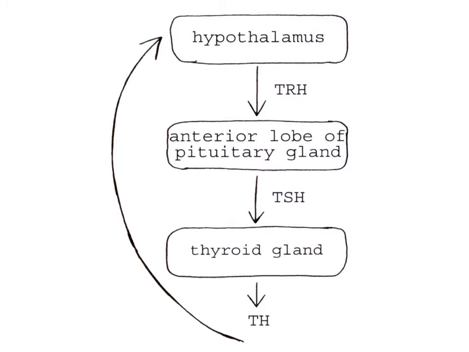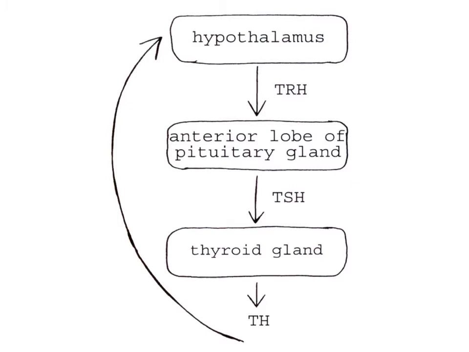This thyroid stimulating hormone will circulate in the systemic blood to the thyroid gland. And the thyroid stimulating hormone does exactly what it says. It will stimulate the production of more thyroid hormone. When the thyroid gland produces more thyroid hormone, the levels of the thyroid hormone in the blood will increase.